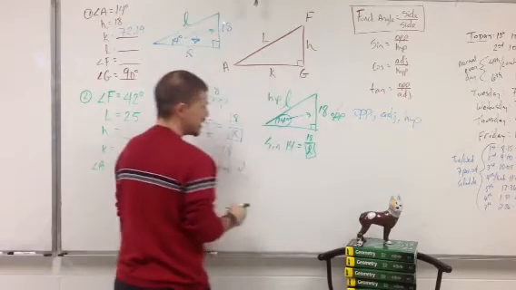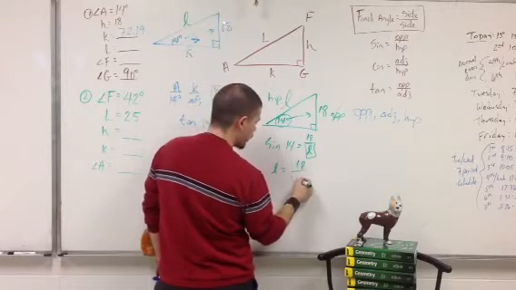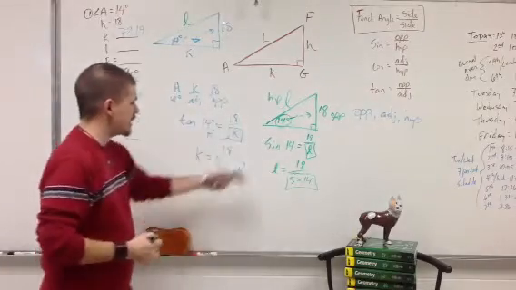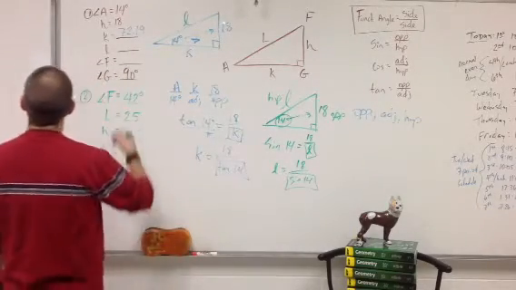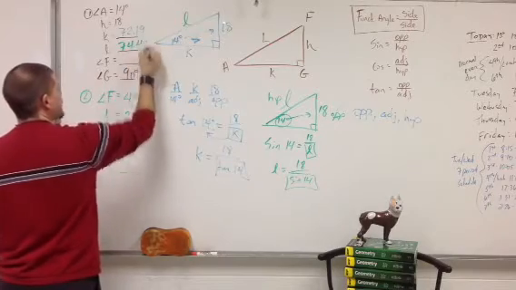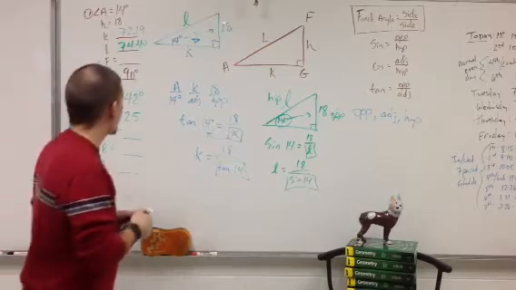Uh-oh, L's in the denominator. So L is 18 over sine of 14, which is 74.40.